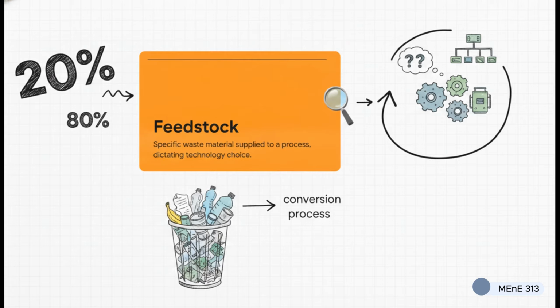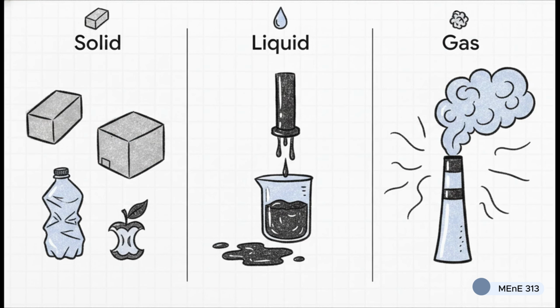Simply put, if you don't know your waste, you cannot engineer a solution. So we immediately classify waste by its physical state: solid, liquid, or gas. Why? Well, it's a vital first step. Because a solid, like municipal solid waste or rice husk, is going to demand radically different handling, metering, and conversion strategies compared to a liquid, like palm oil mill effluent or sewage sludge. It's like comparing apples and oranges.